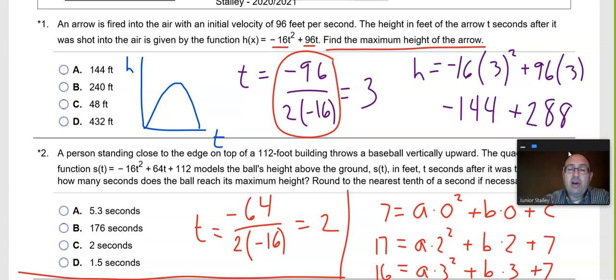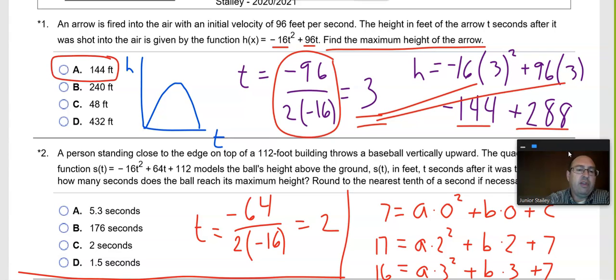That's why you don't see anything there. So if we go with opposite of b over 2a, we end up with 3. So it takes 3 seconds to get to the top. Now, how high is it when it gets there? Well, that's when we plug in the 3 for both of the t's, just like we would do for finding a vertex, and we find out that -144 plus 288 is 144 feet.